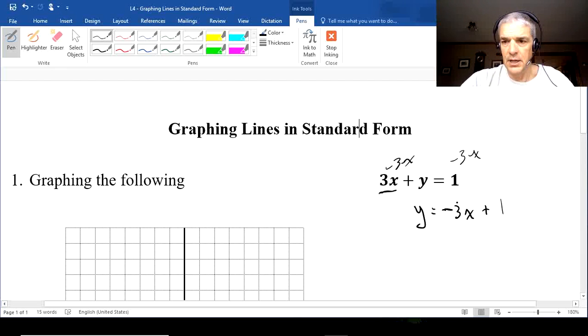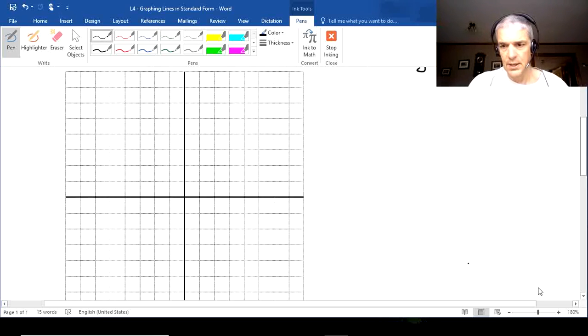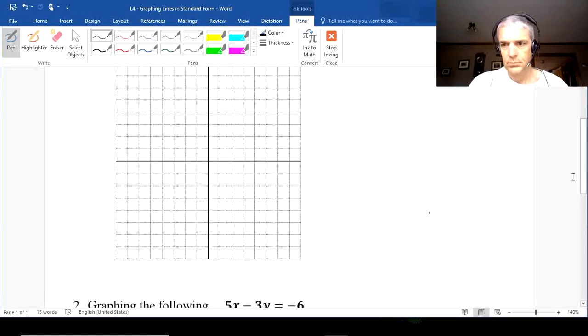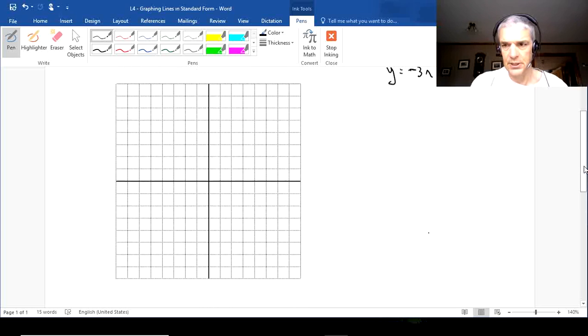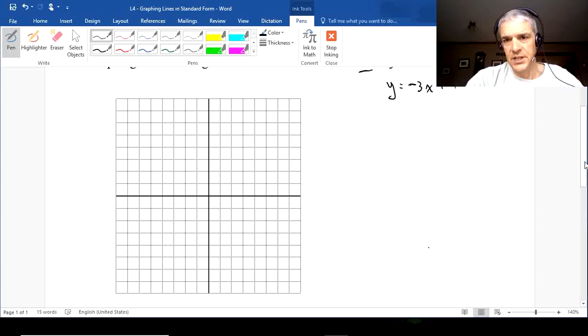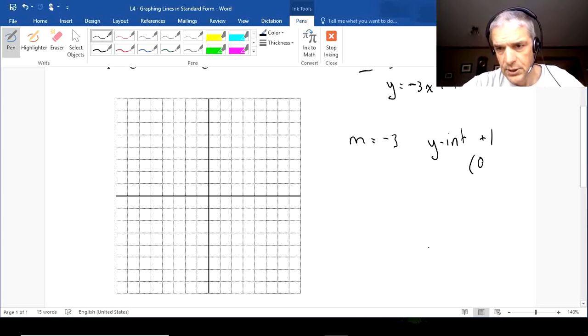Now, I can graph this quite easily, and I'm going to use the slope intercept method. Okay, something you should be somewhat familiar with now. I'm just going to make my screen a little smaller here so that my graph fits in. Apologize, just bear with me. Okay, there we go. Now, what I'm going to do is take my m value, which equals minus 3, and my y-intercept is plus 1, or is (0, 1).